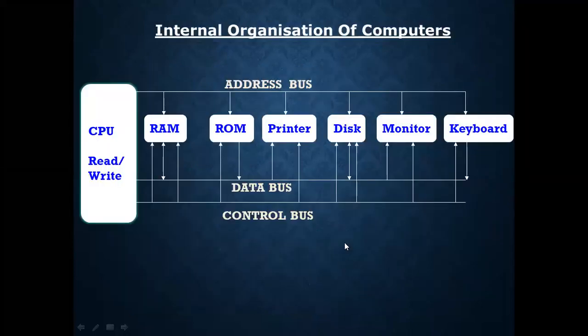But going to the internal organization of the microprocessor, or the internal construction of the computer, we can clearly see that the CPU can read and write with the RAM and ROM. Along with these two, there are a printer, optical discs, monitor and keyboard. Some of them are input devices and some are output devices. The keyboard and disk are input devices, and the printer and monitor are output devices. RAM is a very important part of a digital computer.